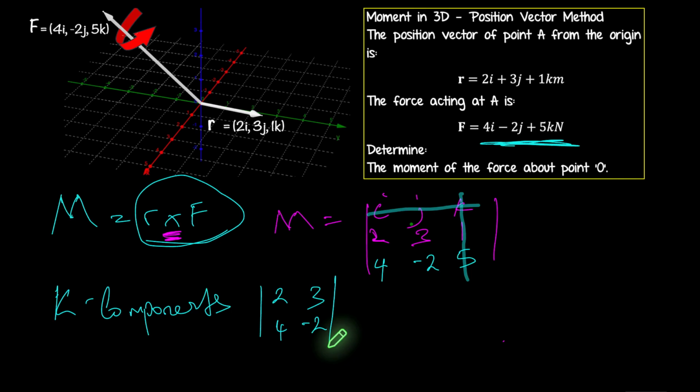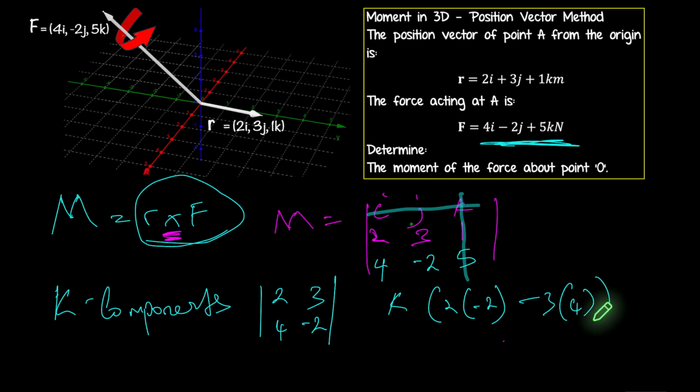We do the same thing. k is multiplied by 2 times negative 2, and we subtract 3 times 4. So 2 times negative 2 gives us negative 4, minus 3 times 4, which is 12. So that's two negatives there, and what we have is negative 16k. That's our k component.